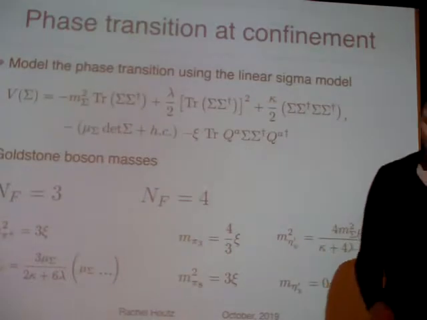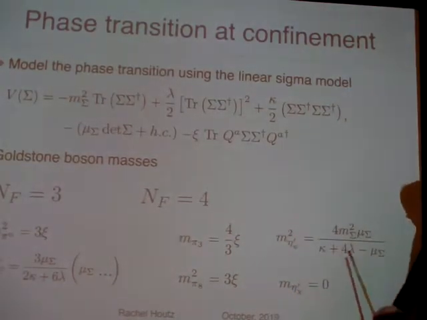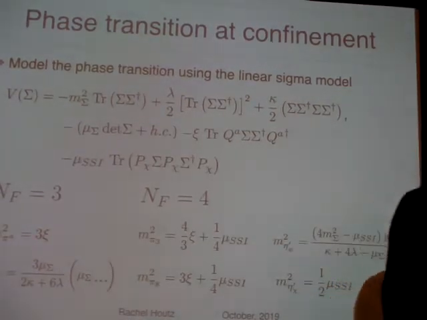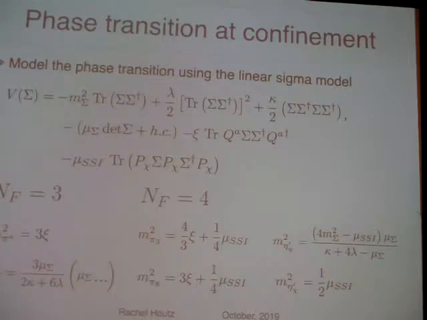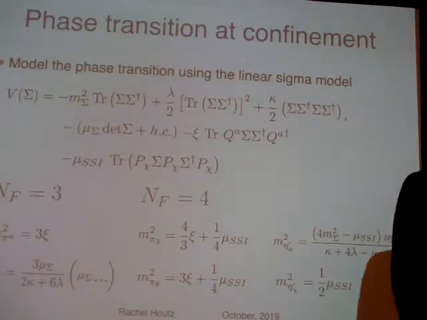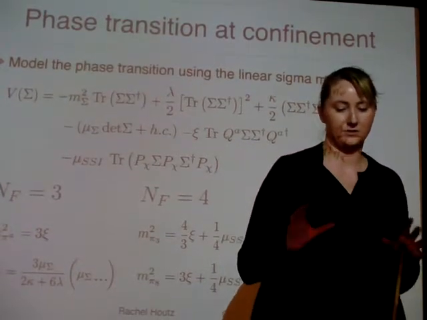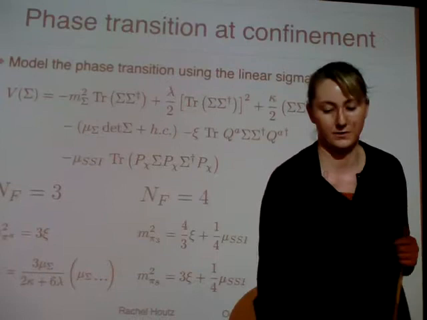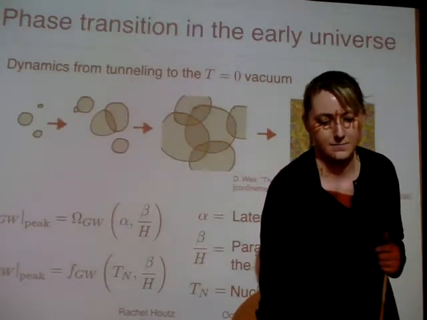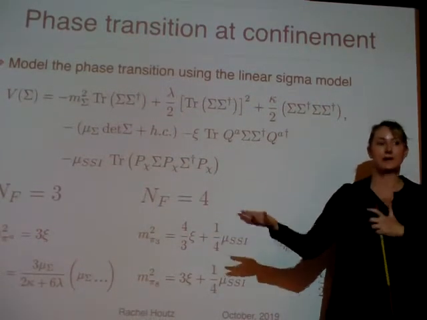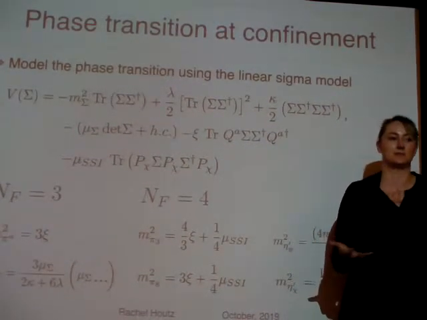Yes. And then again you get an invisible axion if you don't include the mu SSI term. But if you do include the small size instanton effects, then you get contributions from mu SSI that raise the mass of this guy. If mu SSI is really small, this guy can be small, but it could be larger. Any questions? So that's how we control the masses of the pseudo-Nambu-Goldstone bosons using the parameters in the low energy effective theory. And before I go to this last slide, this whole thing is supposed to connect the low energy effective theory to what we expect the masses of the pseudo-Nambu-Goldstone bosons to be from the symmetries of the high energy theory.